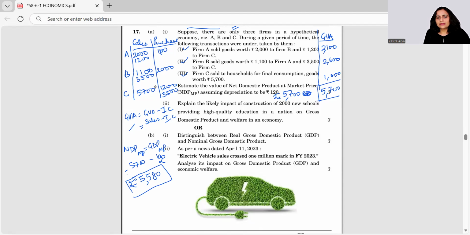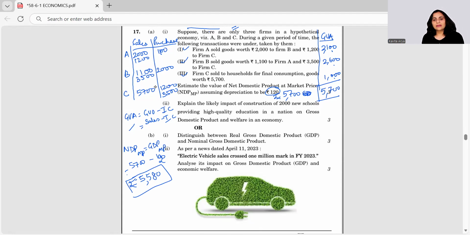Please make sure that this is the common problem with the students. Students subtract this 120 from all these three separately. No, the GVA is this 5700 figure, and 120 would be subtracted just once, right? Because this is for the whole value given.